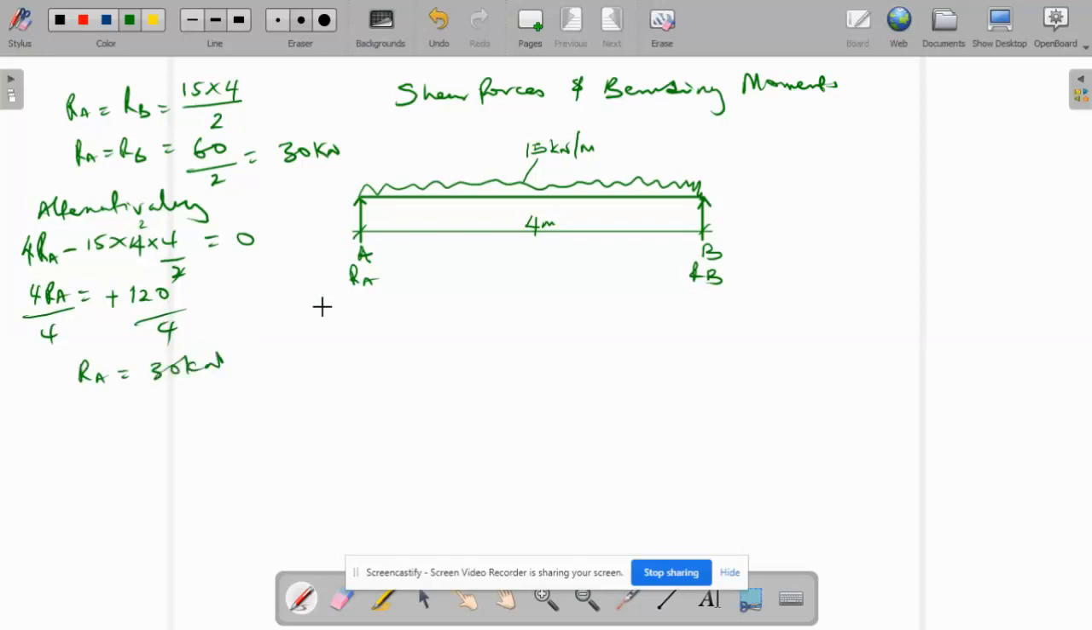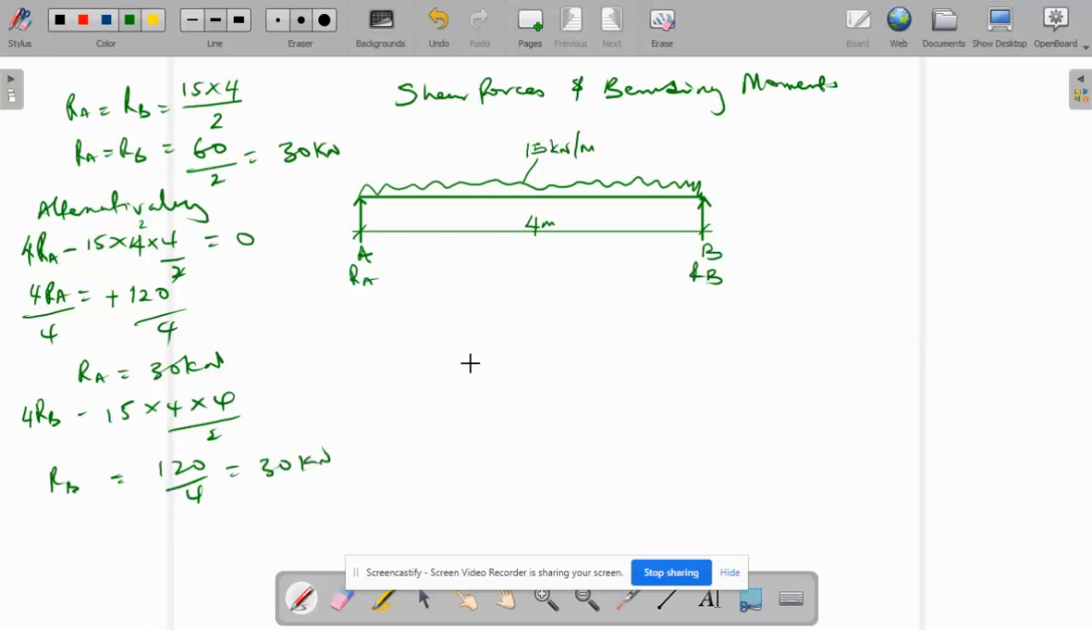If we take moment about A, we have 4 reaction B minus the same 15 times 4 by 4 over 2, and our reaction B will be equal to 120 over 4, which is still 30 kilonewton.